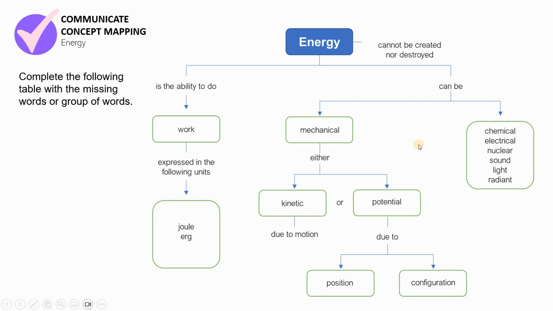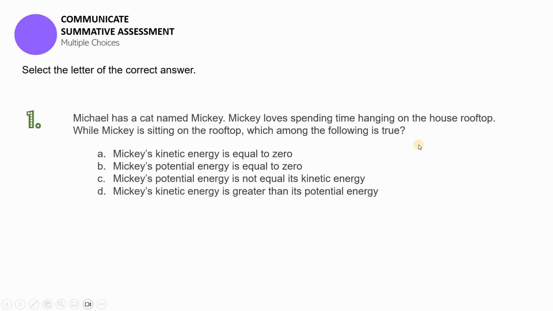Alright, let us now move forward. In this summative assessment, you might need a 1/4 sheet of paper, and number it 1 to 5. The first item: Michael has a cat named Mickey. Mickey loves spending time hanging around on the house rooftop. While Mickey is sitting on the rooftop, which among the following is true?